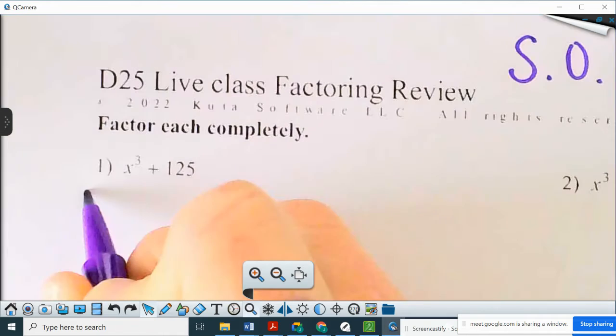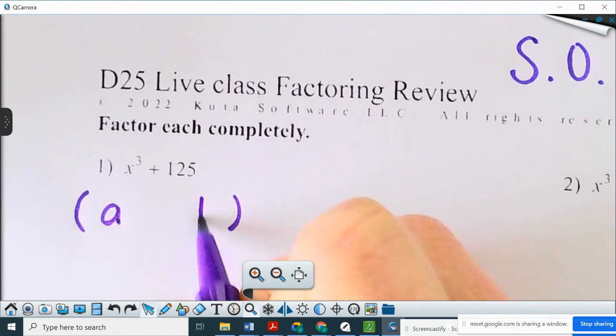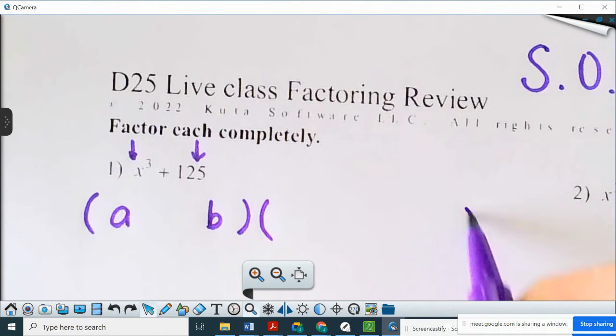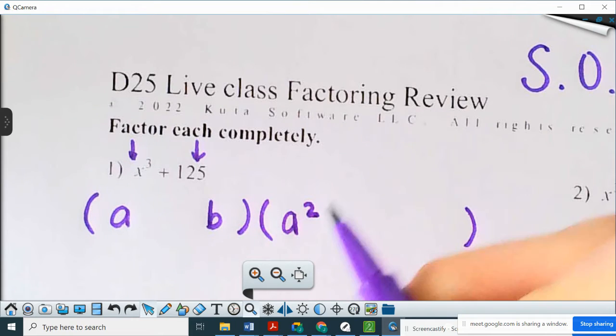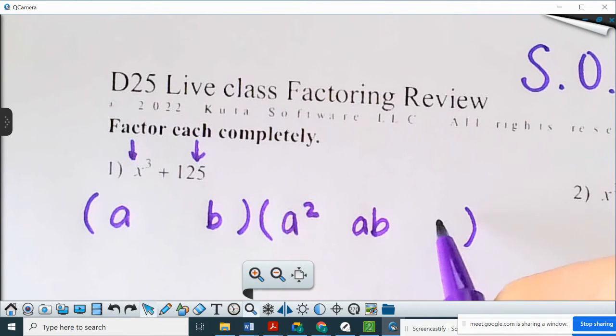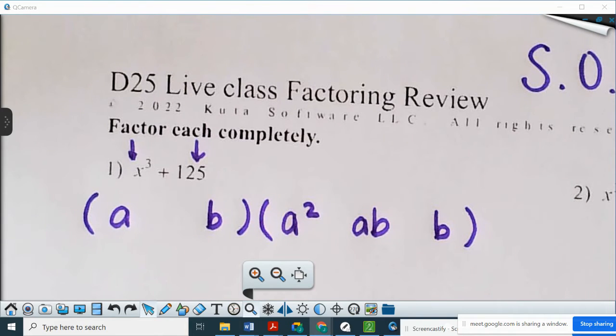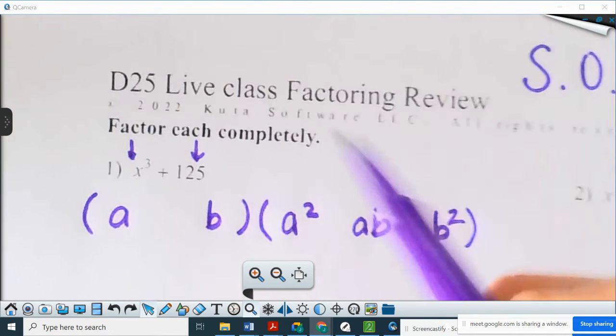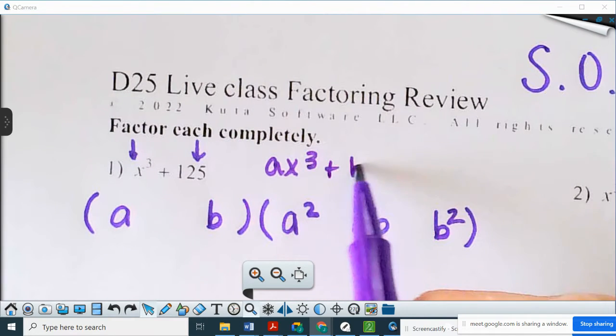So it's going to be set up like this. This is A, this is B. And then your second one is A squared, A times B, and B squared. Hold on, let me make sure I'm not messing this up. Yeah, okay, good. So B squared. And again, A and B is looking at this as a x cubed plus b.